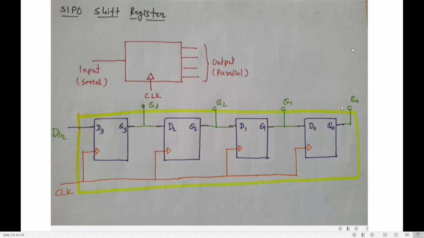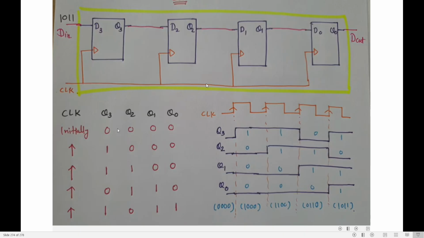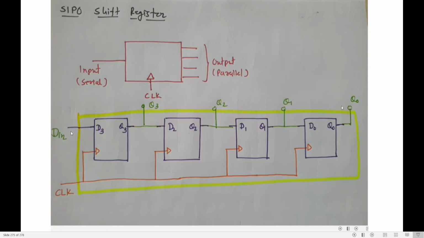Okay, now let us see the next one, serial in, parallel out. What is serial in? All the data is sent bit by bit. What is the difference from serial in, serial out? In serial in, parallel out, instead of getting data serially out, at every output I take my data outside. So this is serial in, parallel out.